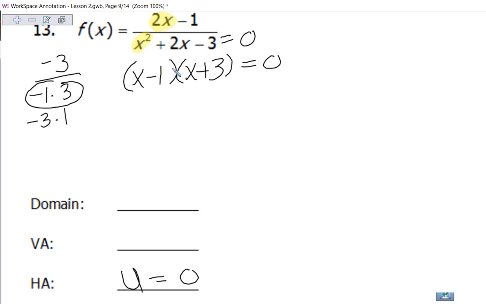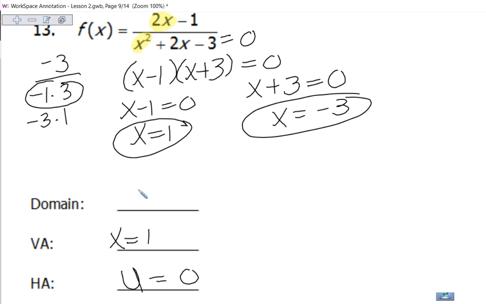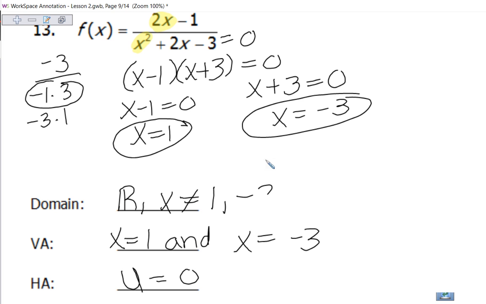After I have it in factored form, what do I do next? Set them equal to 0. So x minus 1, set it equal to 0. X plus 3, set it equal to 0. So what's the first vertical asymptote? X equals 1. And what's the second vertical asymptote? X equals -3. So write those on the blank. X equals 1 and x equals -3. So that means the domain is all real numbers except x cannot equal 1 or -3. I'll just put 1 comma -3.